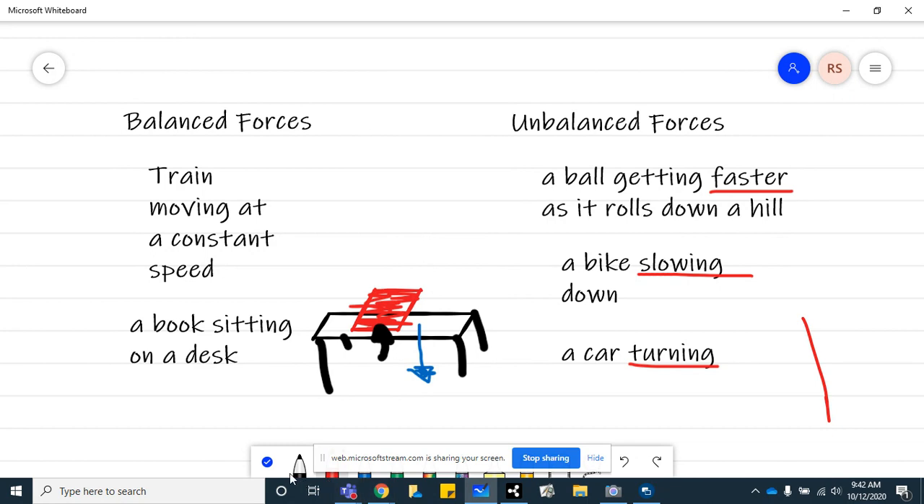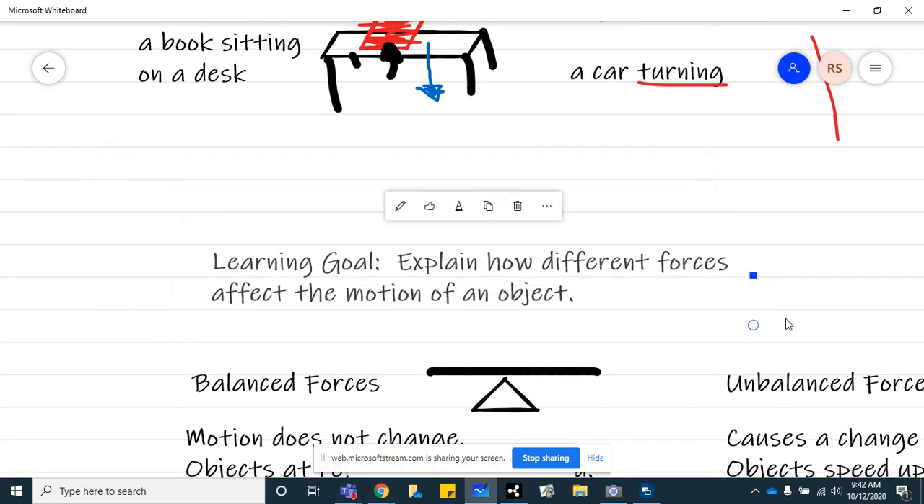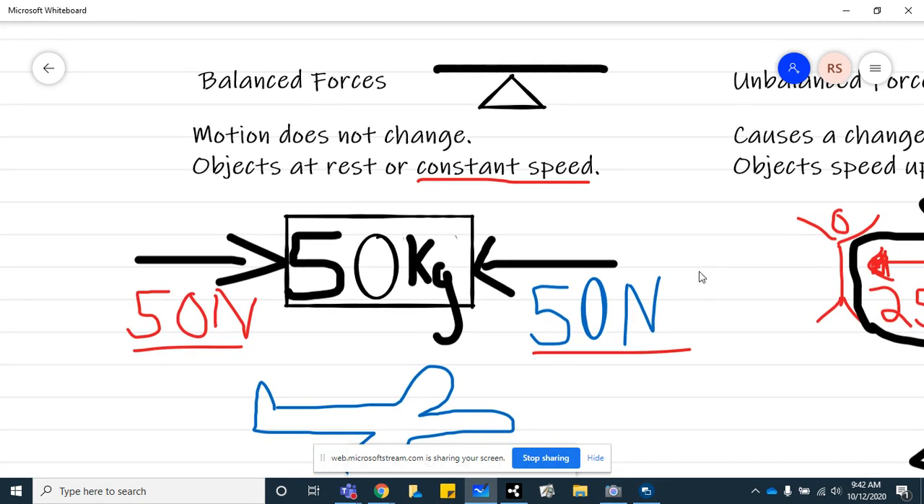So we're going to learn about balanced and unbalanced forces today. Our learning goal is to explain how different forces affect the motion of an object. So let's look at balanced forces first. When you look at balanced forces, the motion of the object does not change. Objects at rest or constant speed means balanced forces are acting on it.